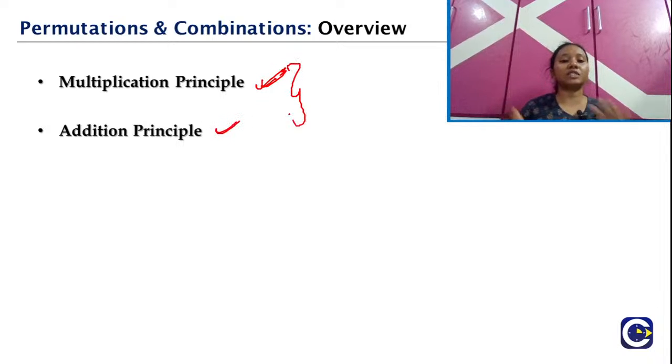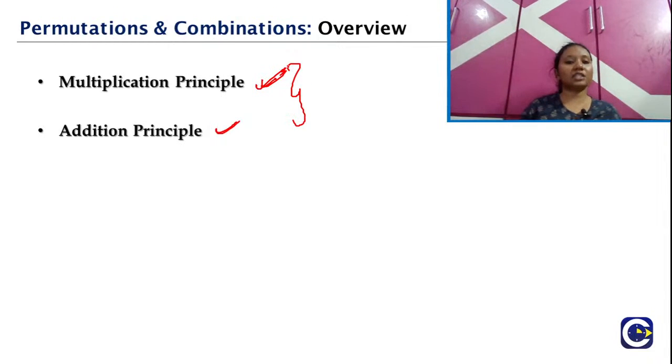After that, another fundamental principle we are having is the addition principle. Both of these, the multiplication and addition principle, are very, very important when it comes to permutations and combinations, because using these principles we can actually answer a lot of questions there. That's why we should first be aware of the fundamental principles, that is the multiplication principle and then the addition principle.